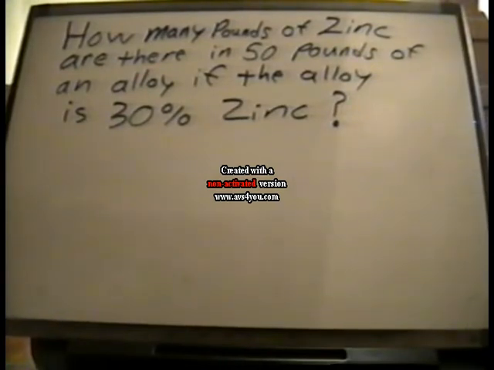Here we have a question. We want to apply our knowledge of what we know about percentage. We have a question: how many pounds of zinc are there in 50 pounds of an alloy if the alloy is 30% zinc? So we say how many pounds of zinc are there in 50 pounds of an alloy.